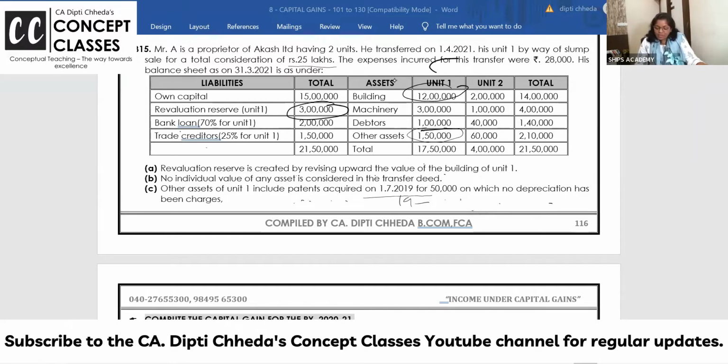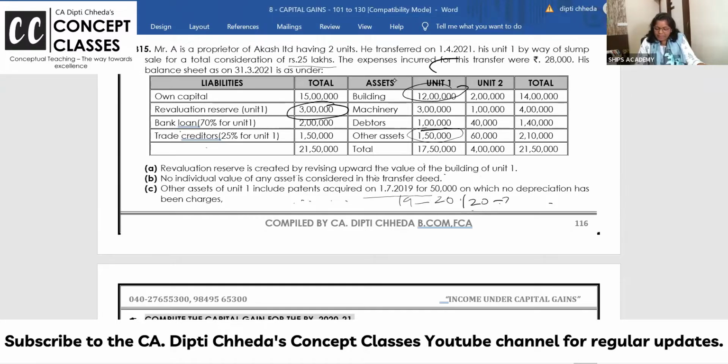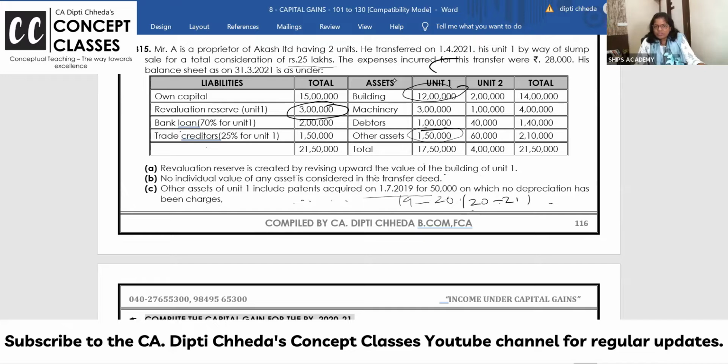Good. So they have not charged for 19-20, 20-21. So 2 years you need to charge the depreciation and take the WDV. Why should I take WDV? They have taken the cost. Why should I take the WDV? Because they say asset which is transferred, if it is depreciable, take WDV. Other assets take cost. That's all. Compute the capital gain for 21-22. We are doing it for 21-22.